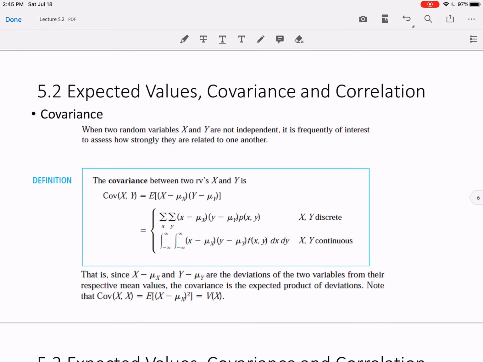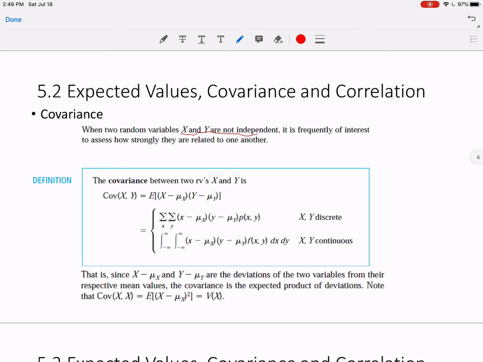Alright, in this video we'll continue on 5.2 and we're going to talk about covariance and correlation. First of all, let's take a look at the covariance. When two random variables X and Y are not independent, it is frequently of interest to assess how strongly they are related to each other. If they're not independent, there is a relationship between those two random variables, and we want to see how strongly they're related, or what kind of relationship is between them.